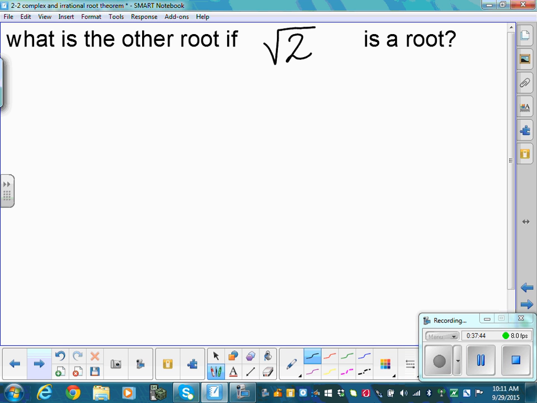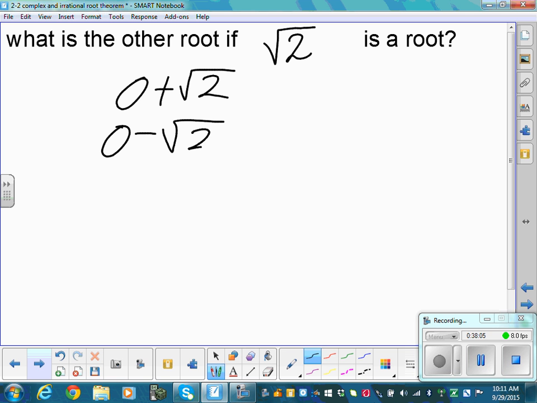All right, what's the other root if x is equal to the square root of 2 is a root? What's the other root? Okay, I'll rewrite it for you. This is the same thing as 0 plus the square root of 2, right? So what's the conjugate root? 0 minus the square root of 2. So we have x is equal to the square root of 2, and x is equal to negative square root of 2. Does everybody get that? Okay. So the square root of 2 is an irrational root. So is negative square root of 2.